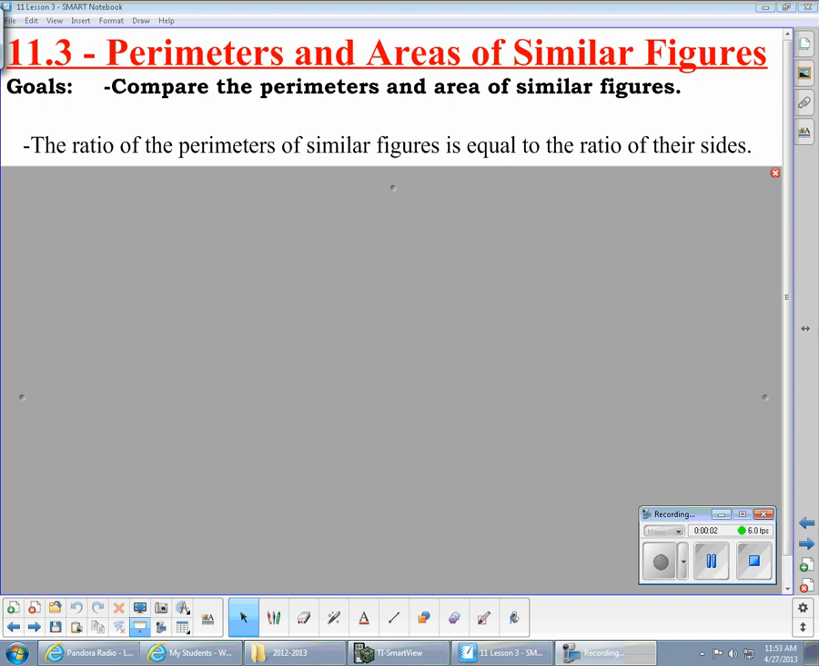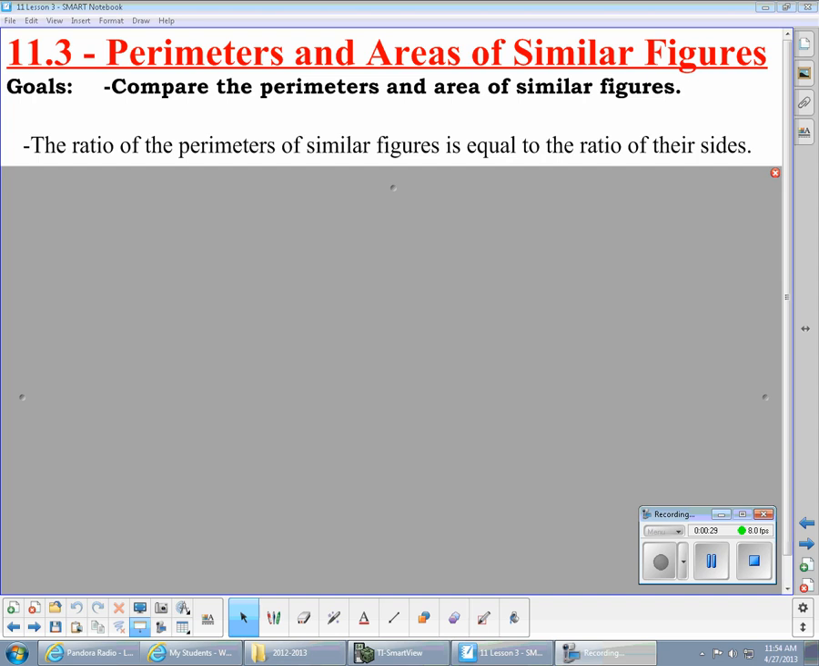We are going to learn lesson 11.3 on the perimeters and areas of similar figures. Our goal is to compare the perimeters and areas of similar figures. We've already talked about the perimeters of similar figures, so it's a bit of a review to state here that the ratio of the perimeters of similar figures is equal to the ratio of their sides. Actually, it's also equal to their scale factor, which we've talked about previously also.